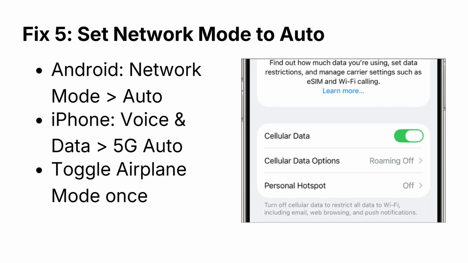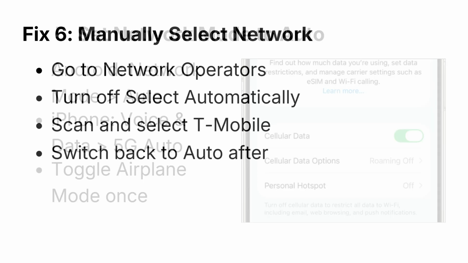Fix 5, set network mode to auto. On Android, you can go to network mode and select auto. On iPhone, you need to go to voice and data, then select 5G auto. Toggle airplane mode once again.